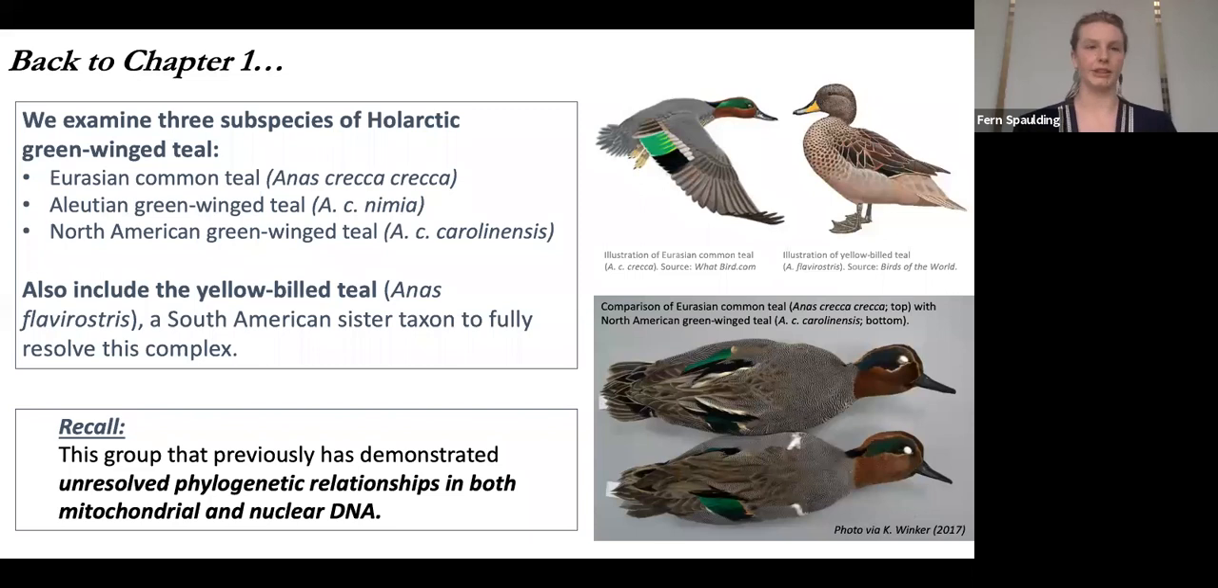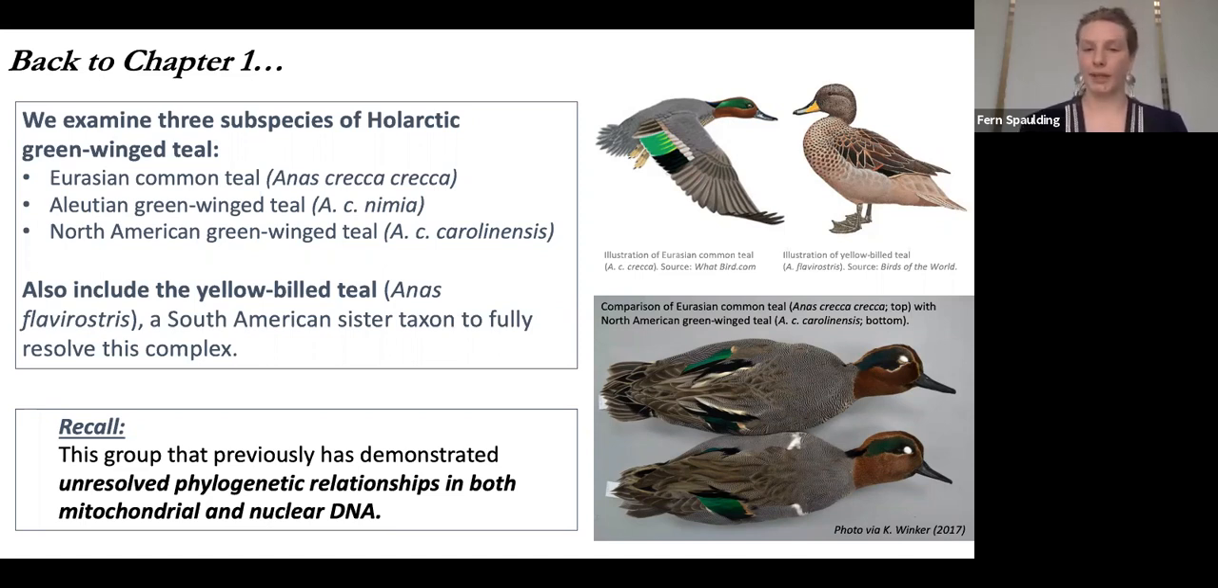So jumping back to chapter 1. In chapter 1, we examined 3 subspecies of Holarctic green-winged teal: the Eurasian common teal, Anas crecca, the Aleutian green-winged teal, Anas crecca, and the North American green-winged teal. We also include the yellow-billed teal, Anas flavirostris, which is a South American sister taxon to fully resolve this complex.